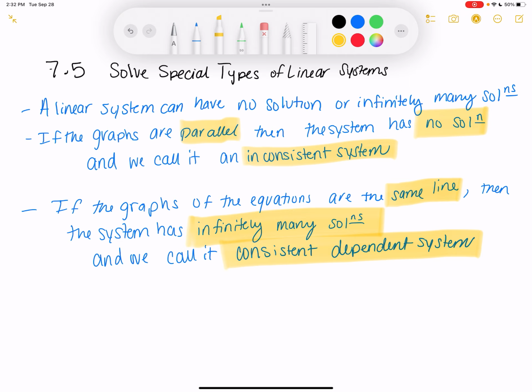Parallel, all caps. Parallel. Underline that.